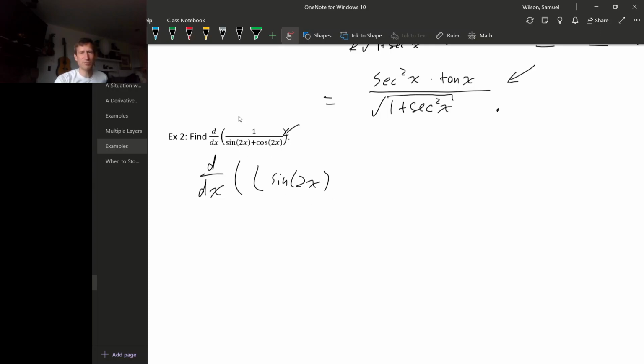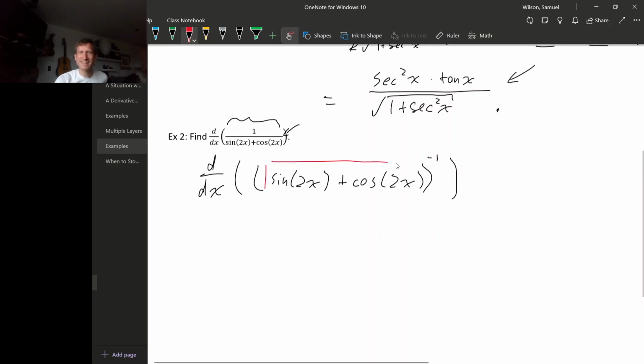Instead, we can re-express this function that we're going to differentiate as sine of 2x plus cosine of 2x all to the minus first power. So I haven't done any derivatives yet. I've only rewritten this function using a negative exponent instead of a denominator. And you can see this lets me get away with not using the quotient rule. Instead, we're going to use the power rule. But inside this exponent of minus 1 is a big old function. So we don't use the quotient rule, but we do have to use the chain rule.